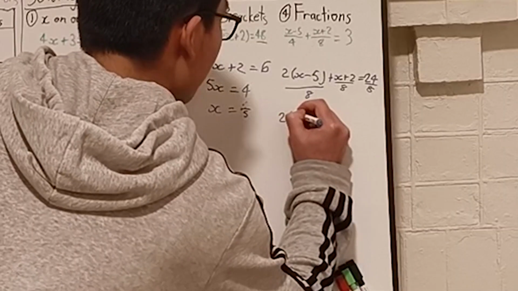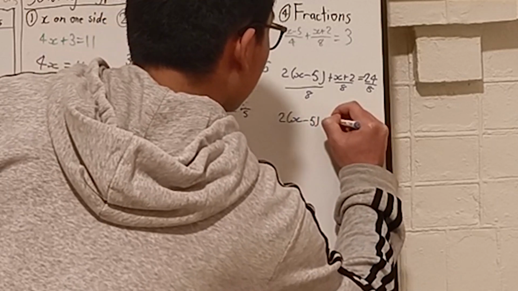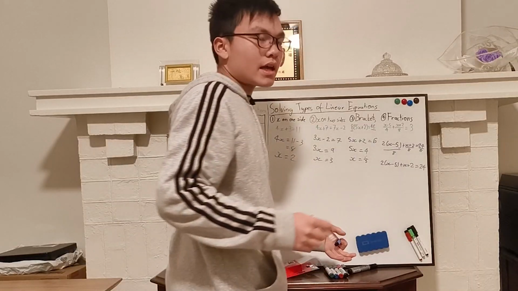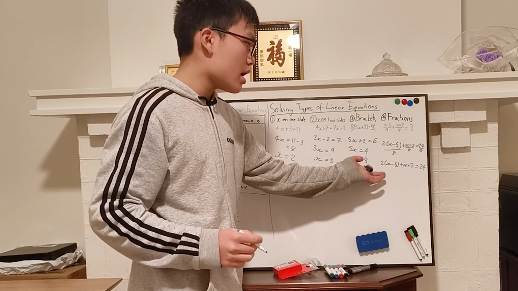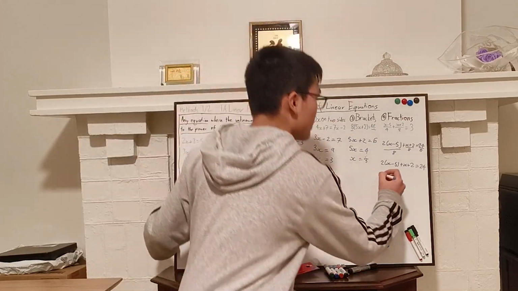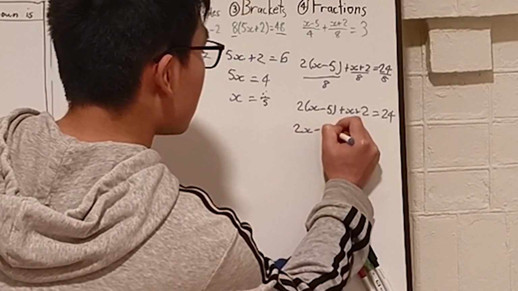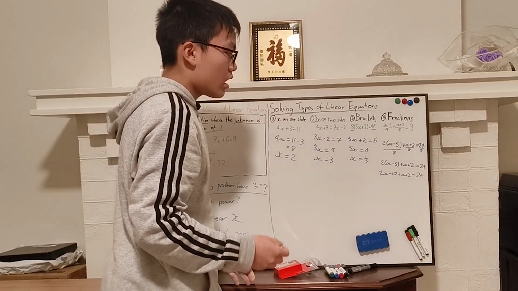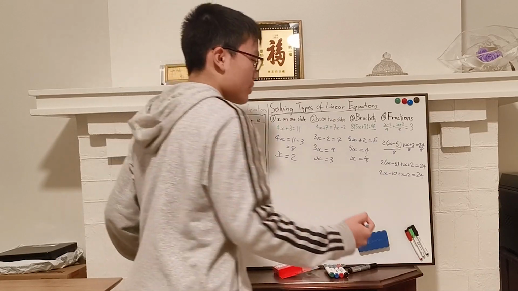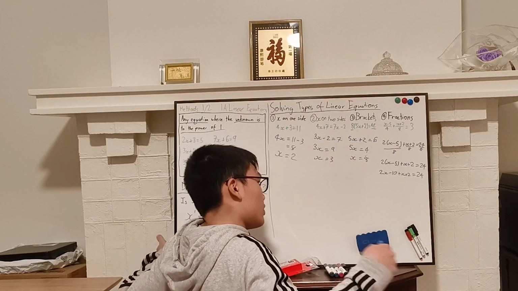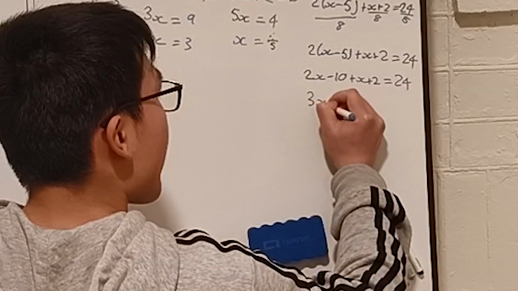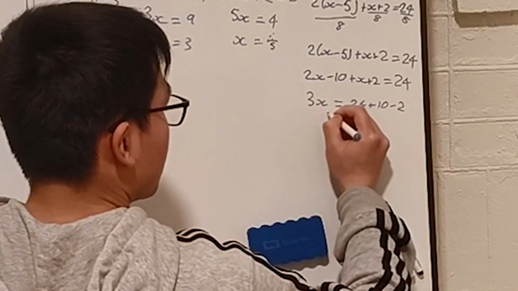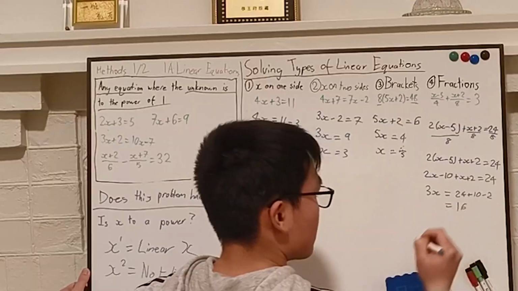So again, 2 bracket x minus 5 plus x plus 2 equals 24. Again, we can expand the brackets now and then solve for x. So pretty simple stuff. 2x minus 10 plus x plus 2 equals 24. You can rearrange the equation, make it so x equals something. So what we do for our next step is going to be 3x equals 24 plus 10 minus 2, which is going to be 16.